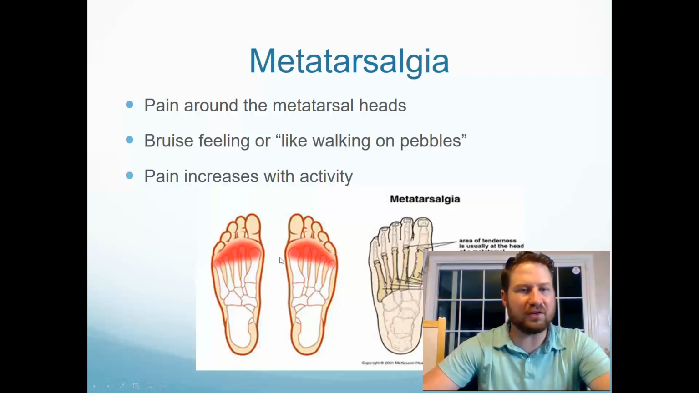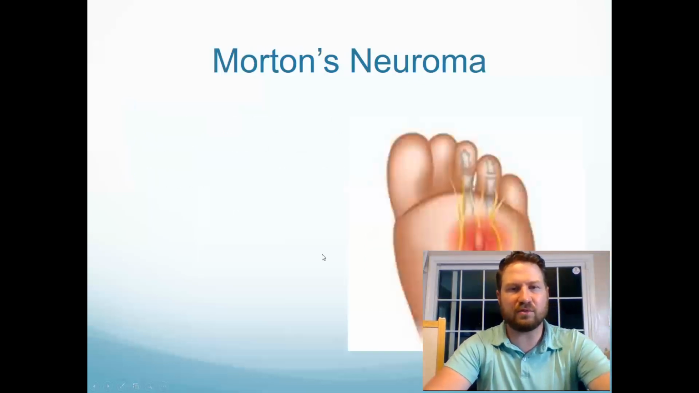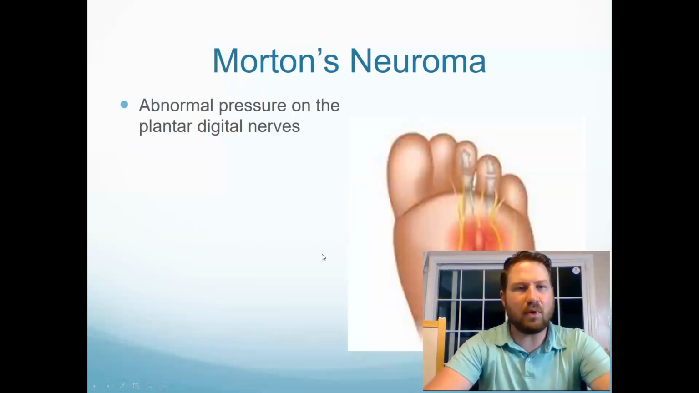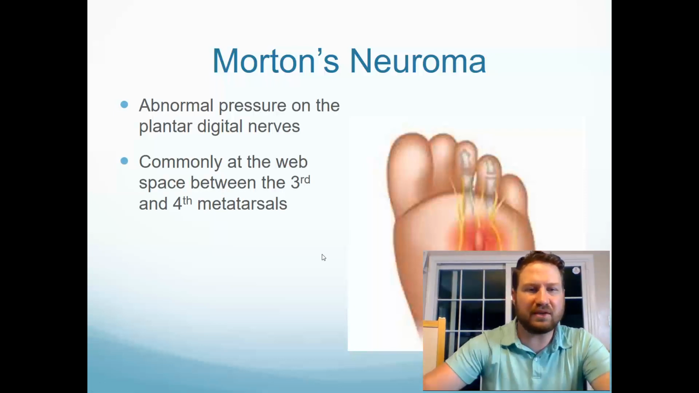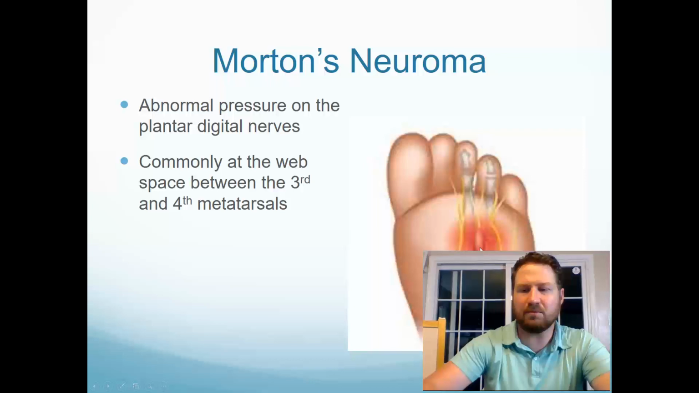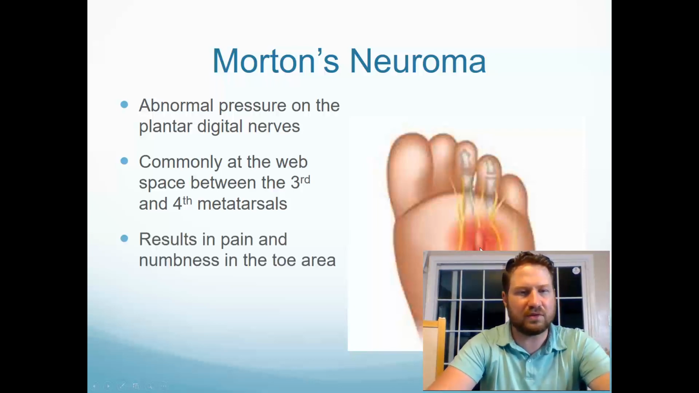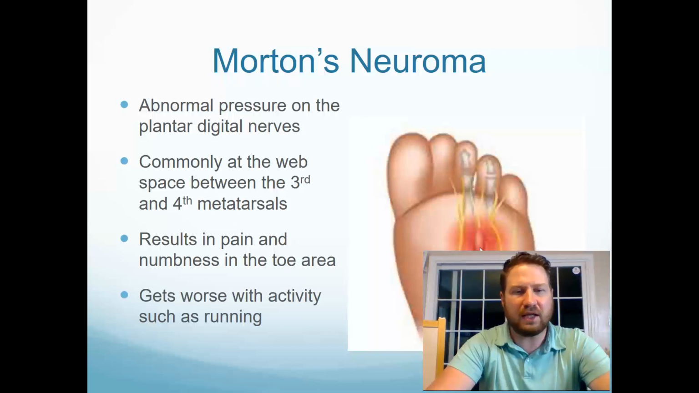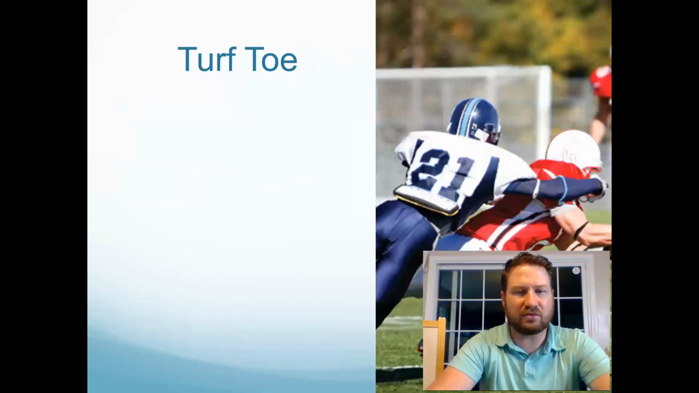Okay, you may also send them to our good friend Todd Ank at Reliable, and he'll put a metatarsal pad in there that will help take pressure off of it as well. A Morton's neuroma is an abnormal pressure on the plantar digital nerves, commonly at the web space between the third and fourth metatarsals, where there's an inflammation and a swelling of the nerve. Okay? It results in pain and numbness in the toe area and gets worse with any activity such as running.